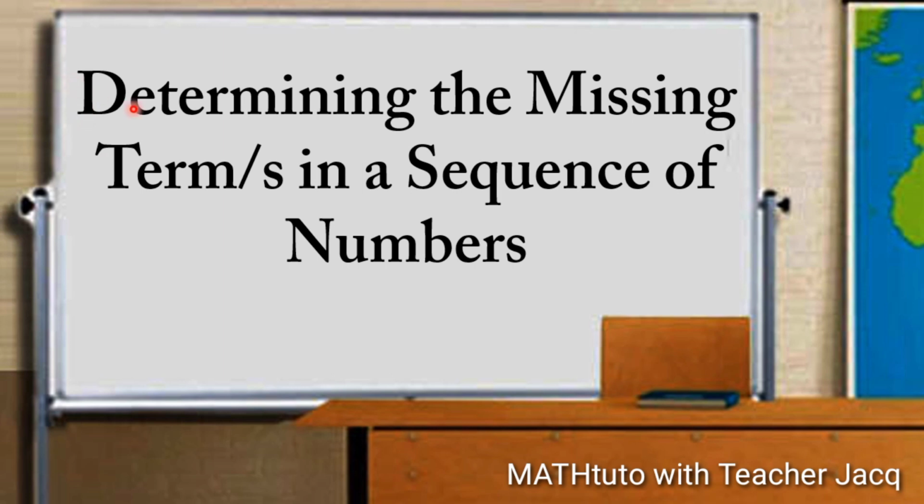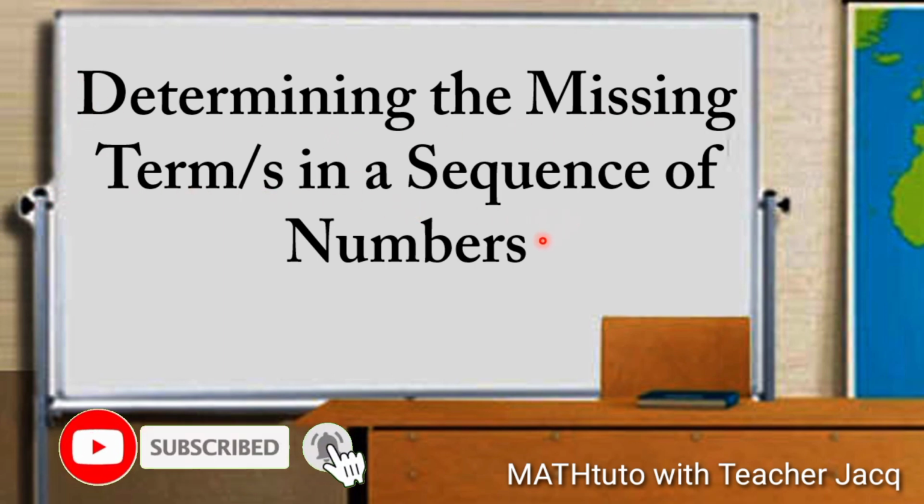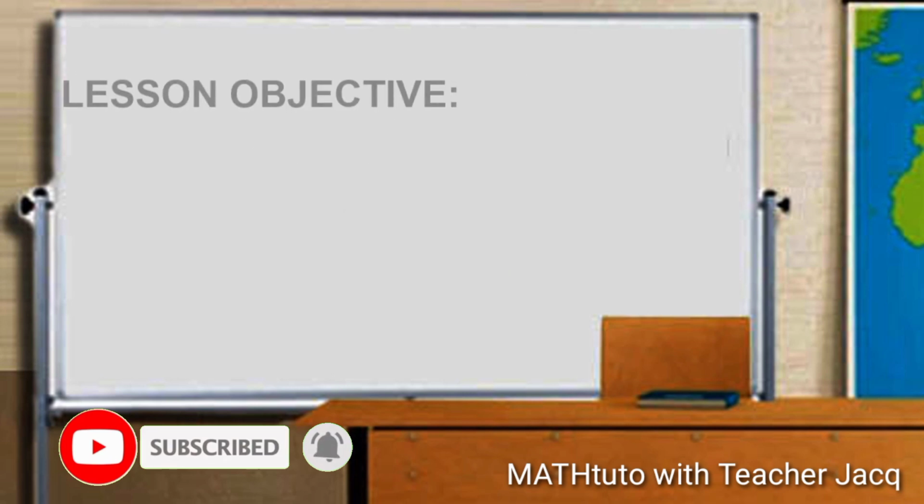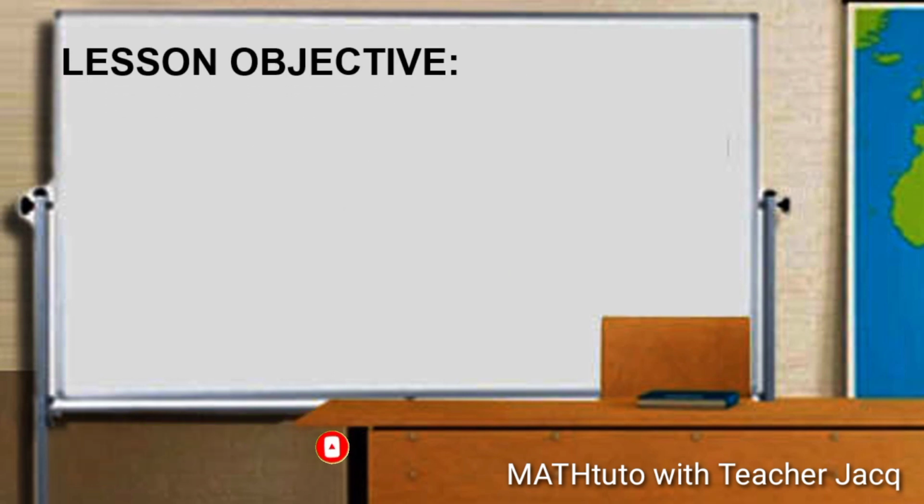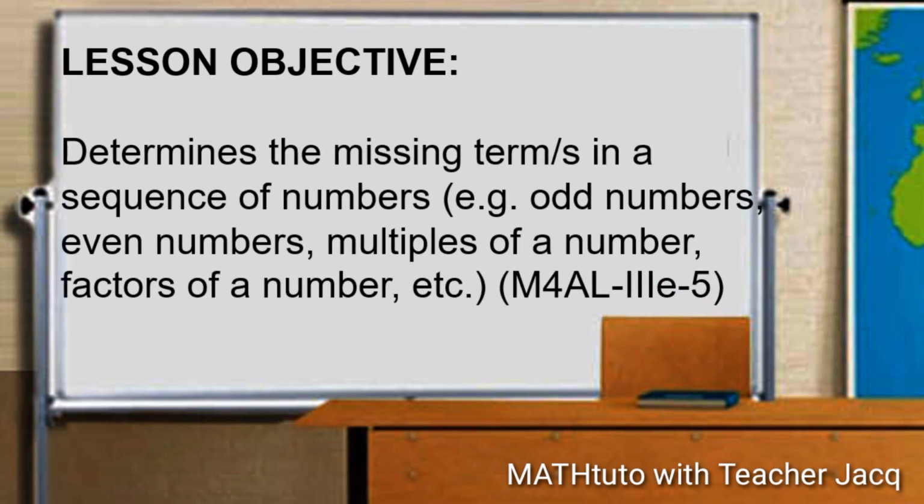For today, I'll be discussing determining the missing term or terms in a sequence of numbers. Our lesson objective is, at the end of this lesson, you will be able to determine the missing term or terms in a sequence of numbers. Example, odd numbers, even numbers, multiples of a number, factors of a number, etc.